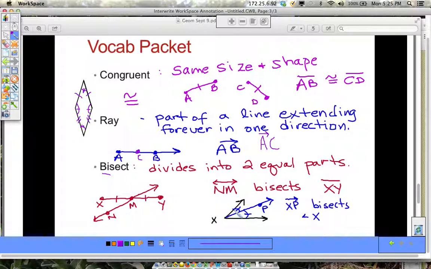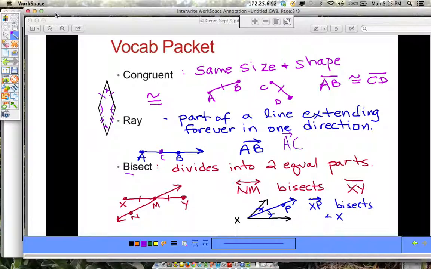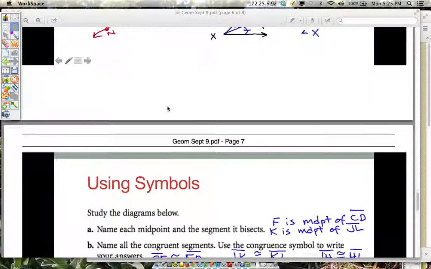Or look here, we can say, oh look, here's this angle X. Ray XP bisects, because it cuts it into 2 equal angles, I see by those congruent markings, bisects angle X. Now there's just a few examples we can go over.